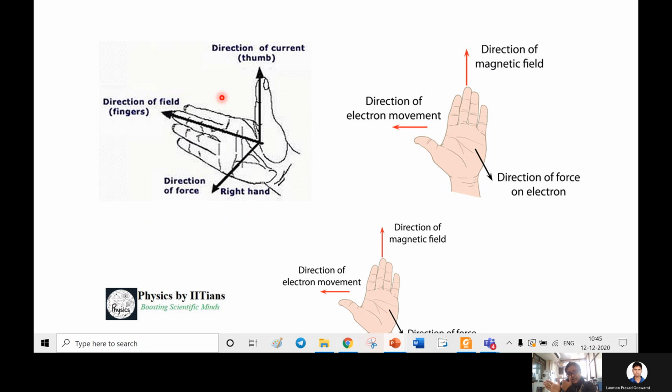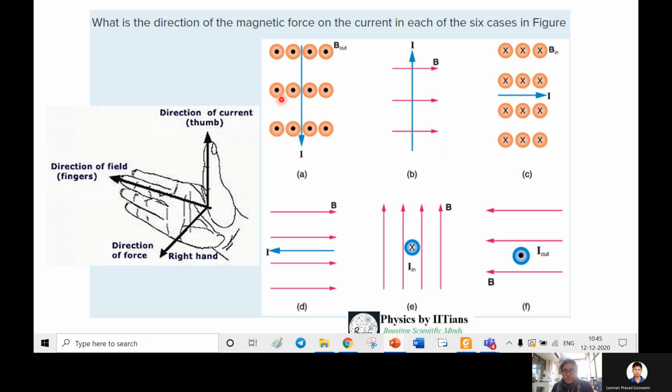Suppose the current is upward, and the magnetic field is toward the west, or suppose this is a plane, so it is into the plane. What will be the direction of the force? The direction the palm is facing will be the direction of the force. Let us take some examples.